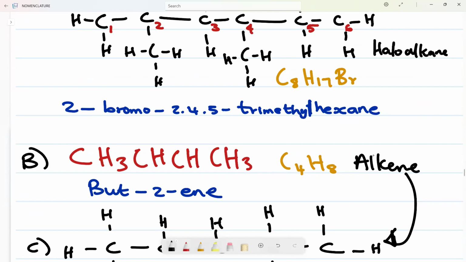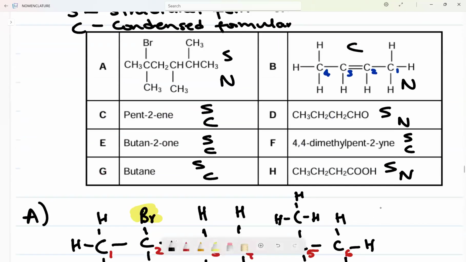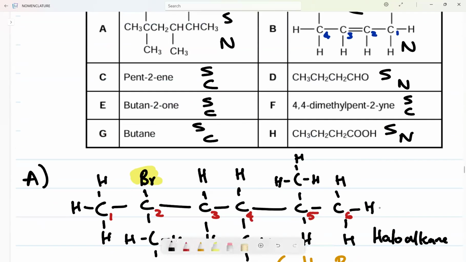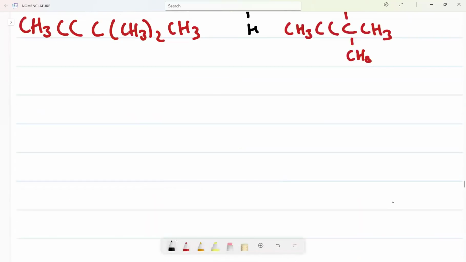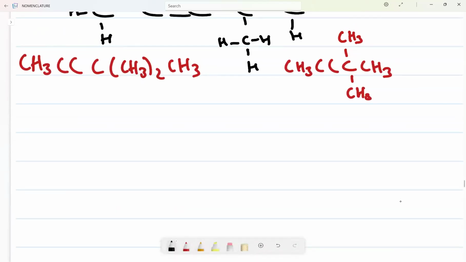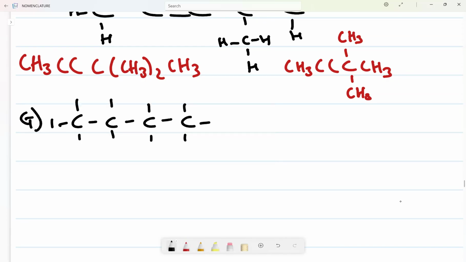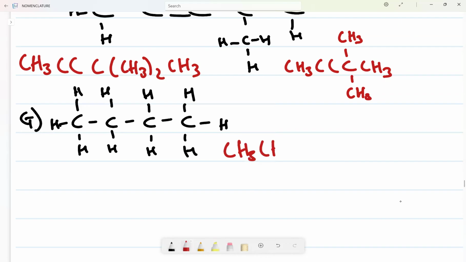Where are we? G, butane. People, we all know G. G is butane, right? How do you draw butane? 1, 2, 3, 4. Then H, like that, right? Yes, like that. Then when I draw the condensed formula, it's going to be CH3, CH2, CH2, CH3.